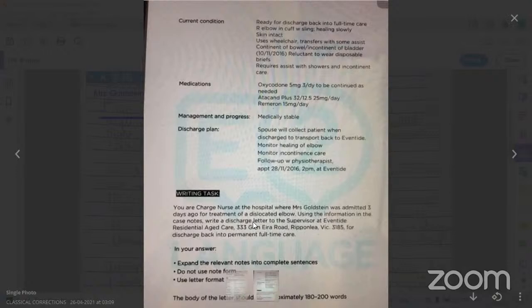So write a discharge letter. Why are you saying transfer back? Where did you get that word transfer? Ready for discharge back into full-time care. Okay. So write a discharge letter. Everywhere it is their current condition. Ready for discharge back into full-time care.